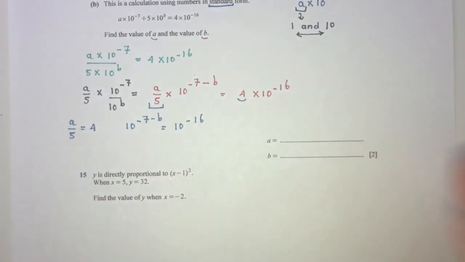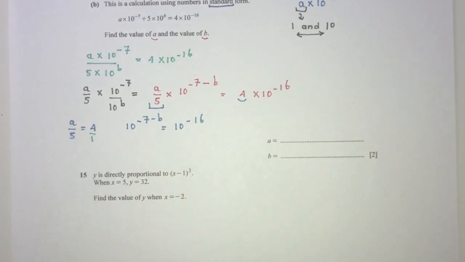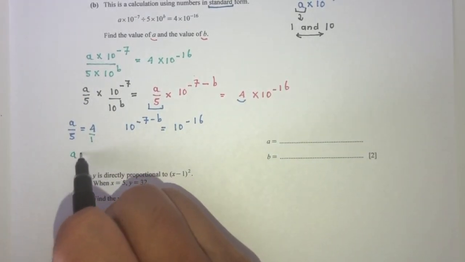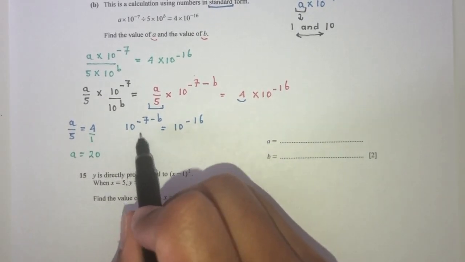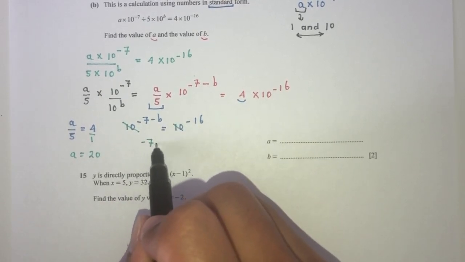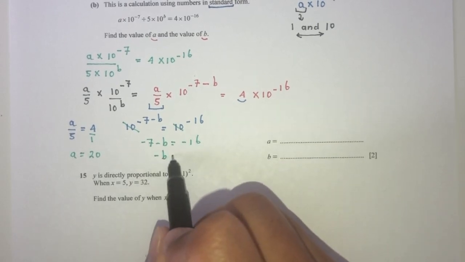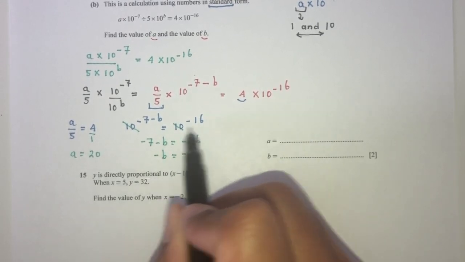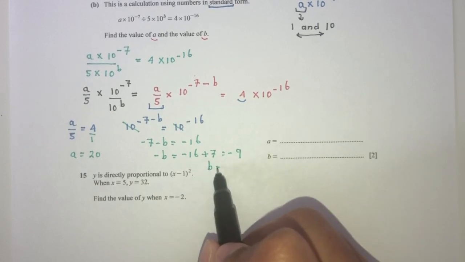Right. Now let's move on. Here by cross multiplication, you can find the value of a. You would say a is equal to 5 times 4, which is 20. Because the bases are the same, you can cancel out the base. You will have minus 7 minus b is equal to minus 16. So minus b has to be what? Minus 16 plus 7, which is minus 9. Hence b has to be the value of 9.